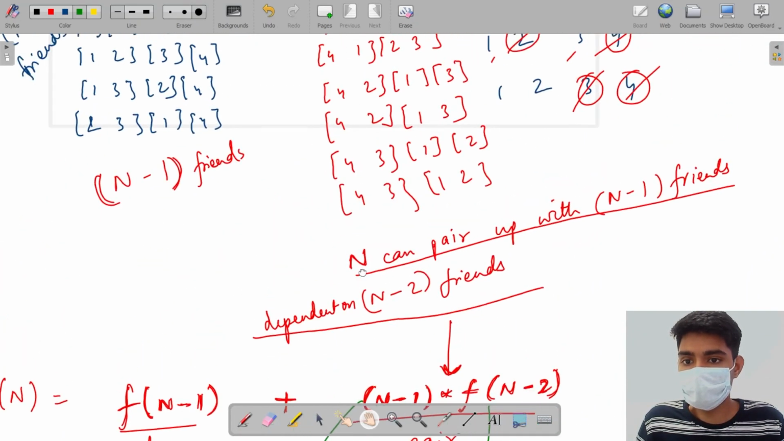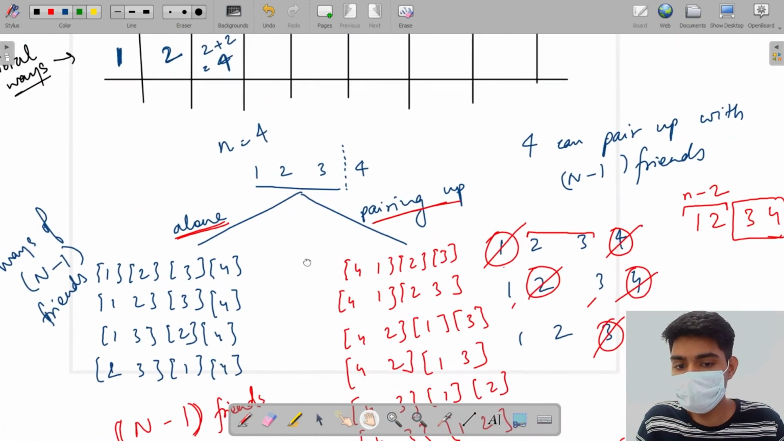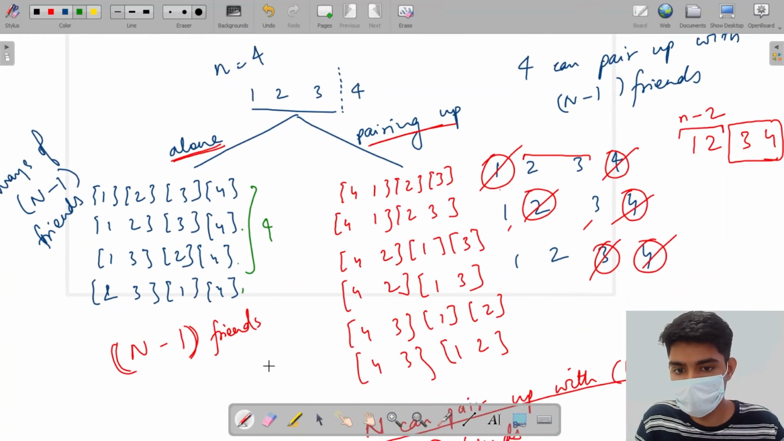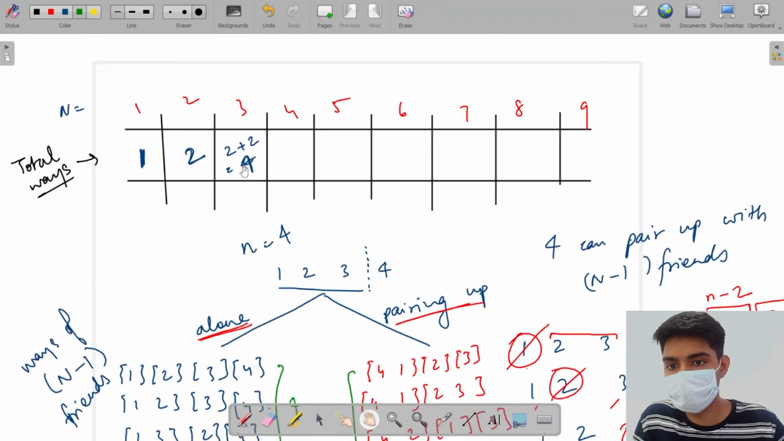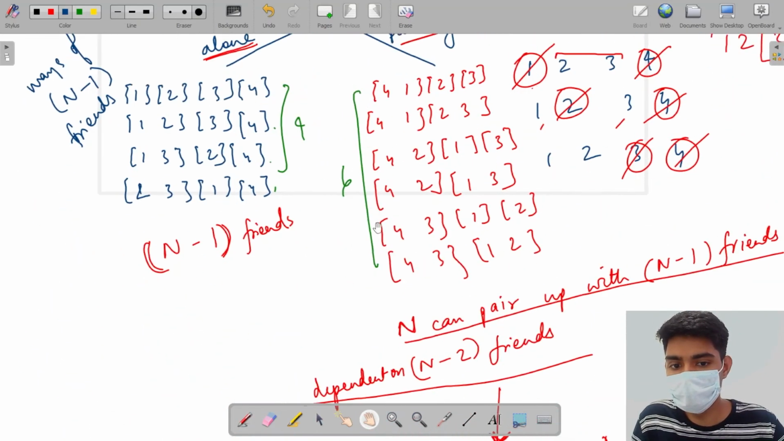Now let's try to derive the formula for 4. Let's say for 4, my answer was 1, 2, 3, 4. Right, so I got 4 from here. And how many ways are here? We have 1, 2, 3, 4, 5, and 6. So we have 6 ways here. So the total ways are 4 plus 6, which is 10. So total ways I got here was 10 for 4. Let's see if I can get 10 using the same formula.